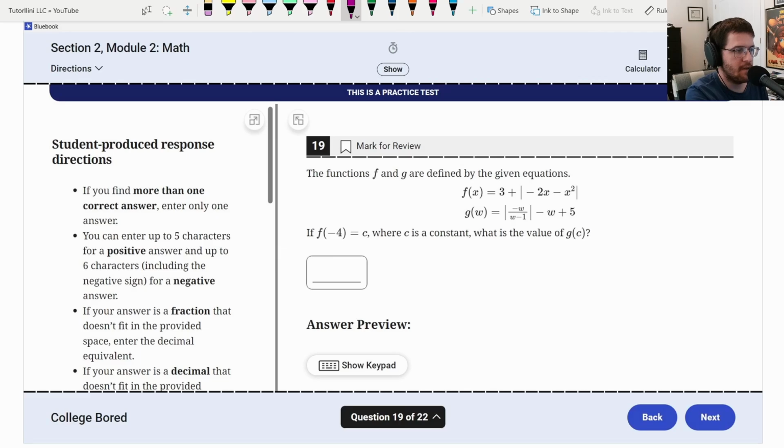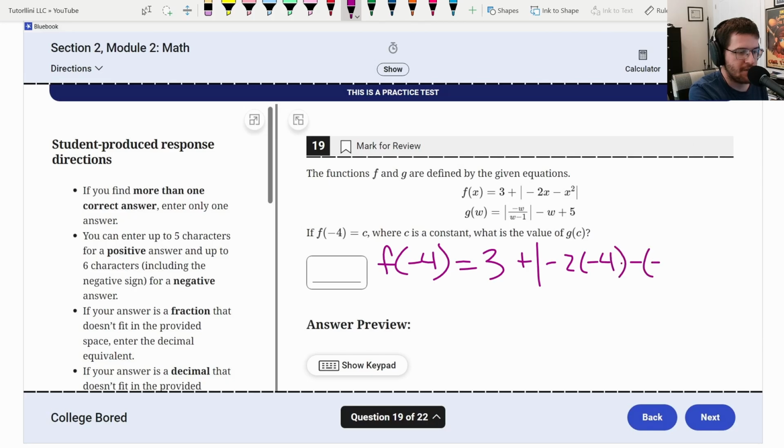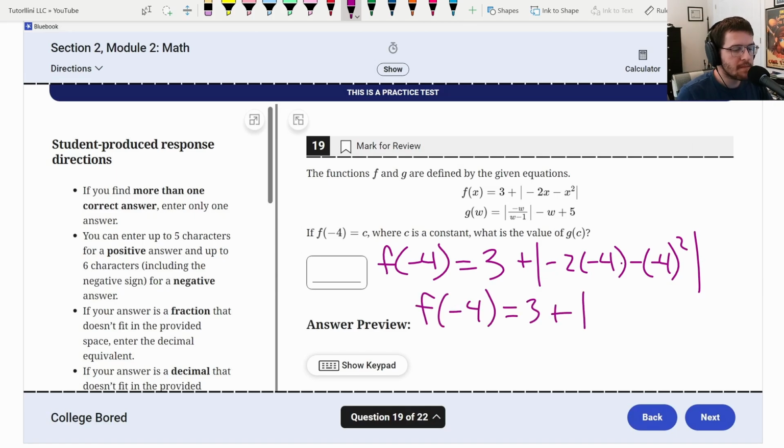Okay, question 19. So first off, the question wants us to find f of negative 4. So just replace all the x's with negative 4. So 3 plus absolute value of negative 2 times negative 4 minus negative 4 squared. All right, so it's 3 plus, just do this part on my calculator, negative 2 times negative 4 minus negative 4 squared. That's negative 8. 3 plus absolute value of negative 8. Absolute value of negative 8 is just 8. 3 plus 8 is 11. And that whole thing is equal to C.